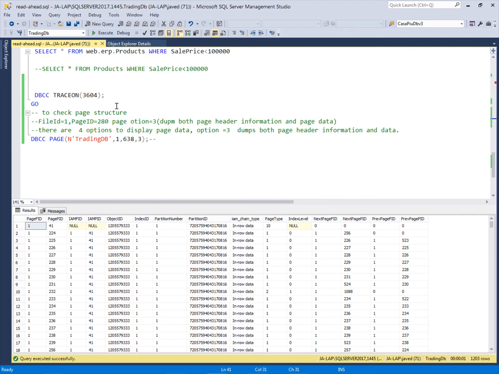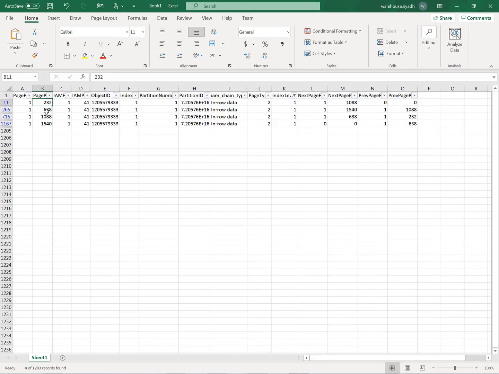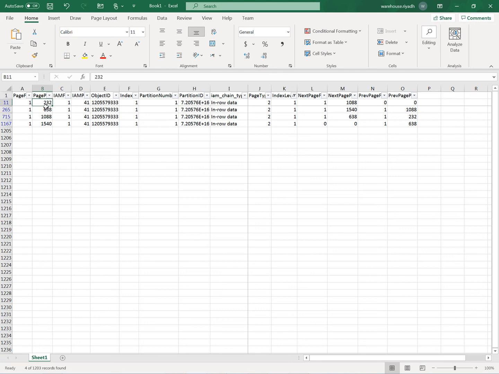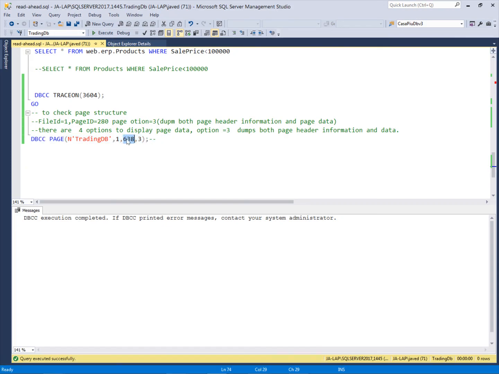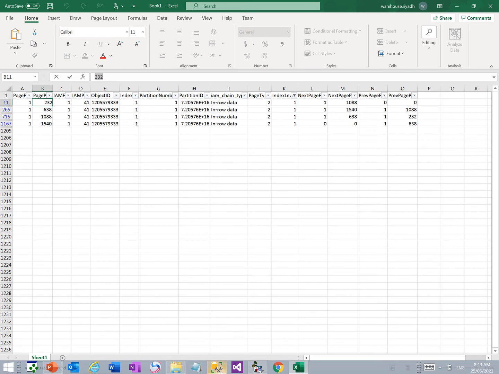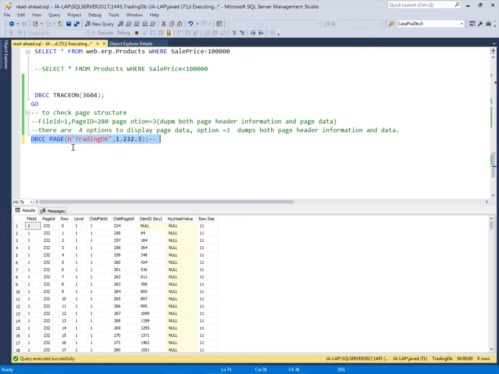I will switch on this trace flag to check the data pages belonging to this page, 638. 638 is an index page. We can write 232 also, or we can write 638. These all are index pages. So I will write this. When I execute this DBCC PAGE command.